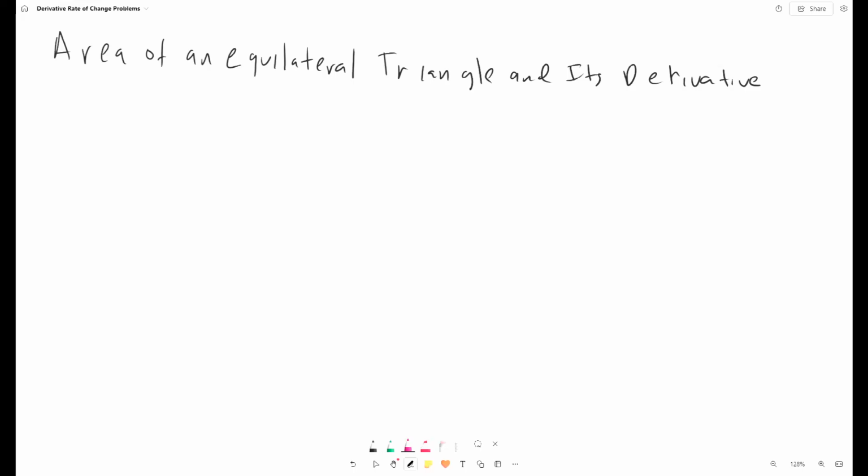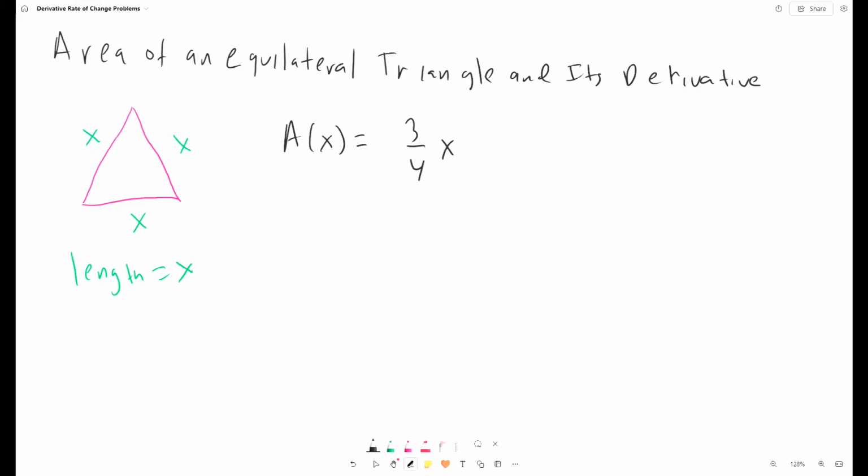So suppose the equilateral triangle, all the sides have side length x. So length equal to x. So we know the area A of x is equal to √3/4 x squared. We know that from basic geometry.